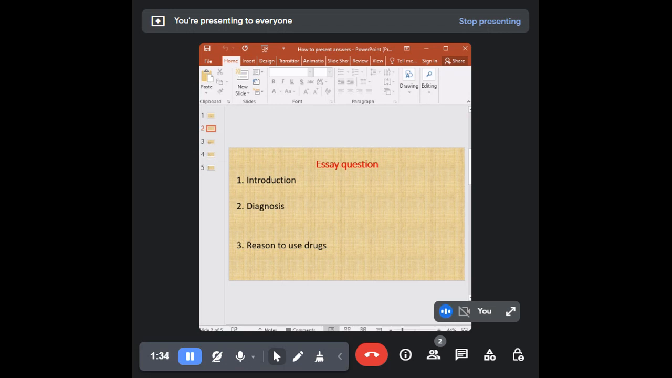First you write the diagnosis, then below that they will ask questions like classification of drugs, uses of drugs, pharmacological action, and you can write according to that. For each essay question, write only what they ask. Don't write unnecessary things, because if you start writing unnecessary things, you will lose time. Time management is very important in the exam. This is related to the essay question.